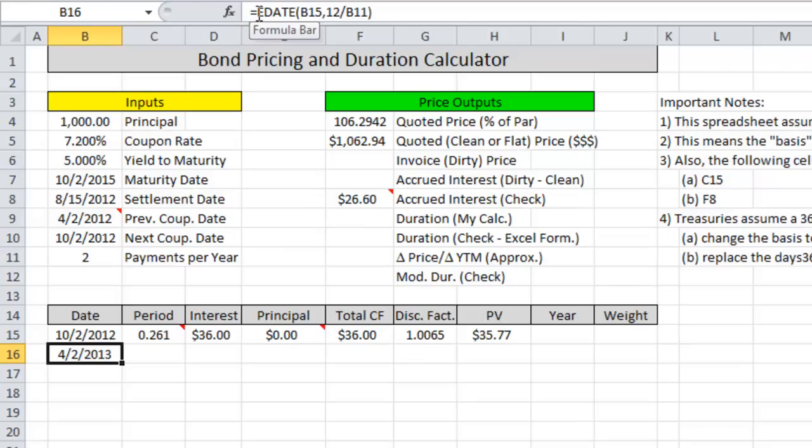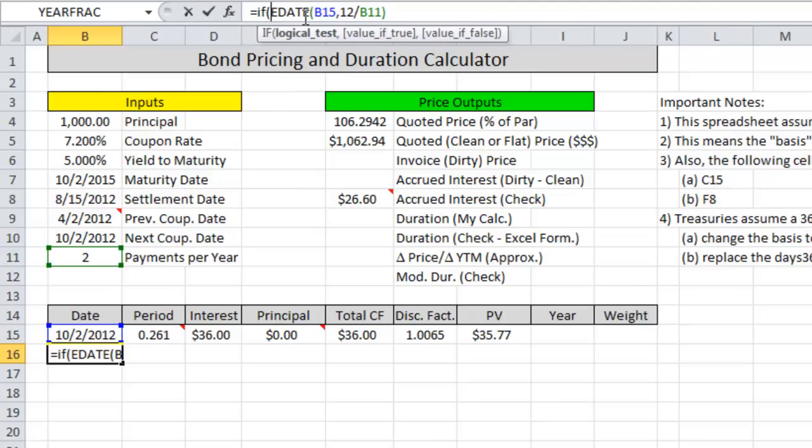So I'm going to create an if-then statement. I'm going to say if the EDATE, so if I take this previous date and I add 12 divided by the payments per year, if it's less than or equal to my maturity date, then I want to see that EDATE. I actually want to see that next coupon date.